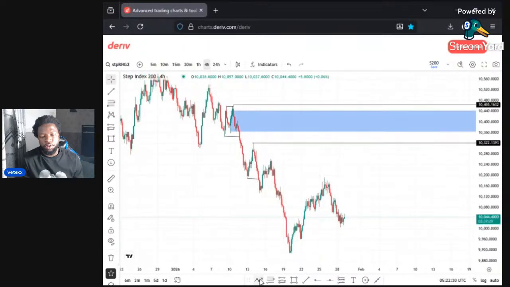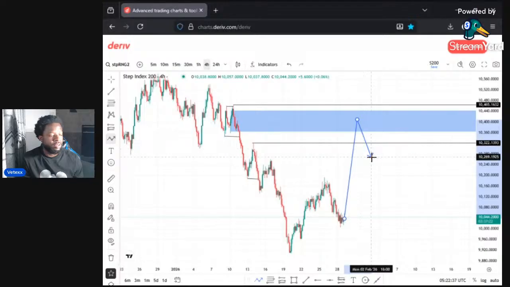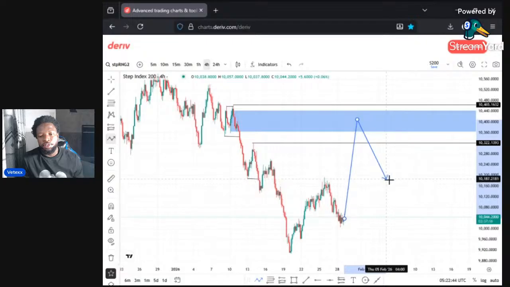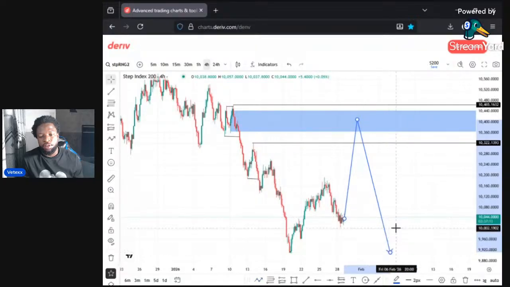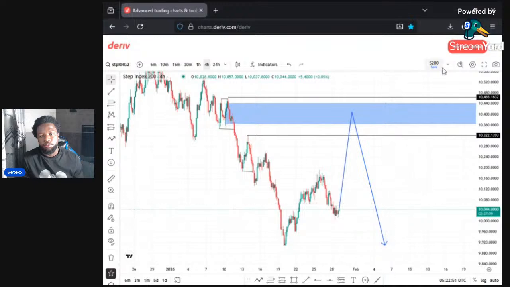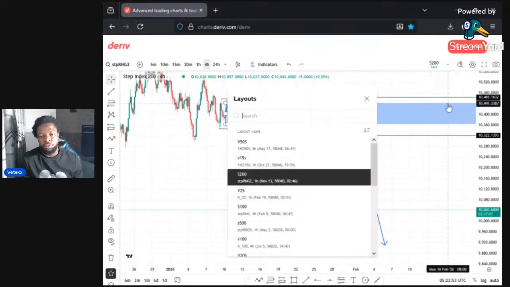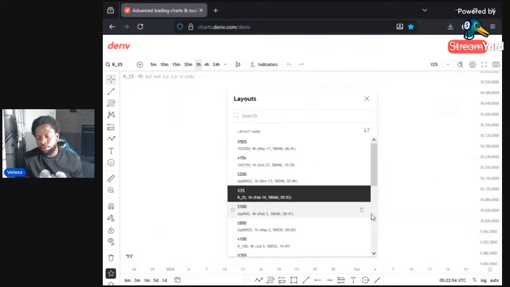So price will definitely do this, come here, and then start pushing in the opposite direction. Then at that time we can scale to the 15 minutes time frame or 30 minutes time frame and start looking for more entries until price takes out this target right here. Okay, so let's move to the next on our list, which is V25 index.